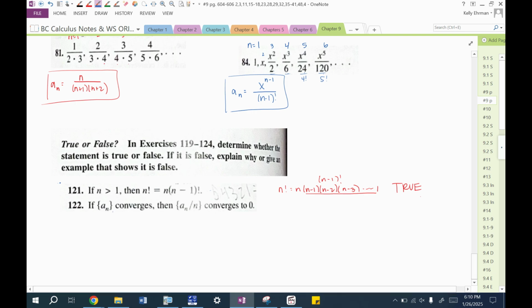And then last one. If a sequence converges, then the same sequence divided by n will converge to 0. So converges just means approaches any number. But then if you take that convergent sequence, which is some constant, and you divide it by n, and n is approaching infinity, yeah, that makes sense to me. The limit as n approaches infinity of a sub n over n will equal some number over infinity, and yeah, you'll get 0. So that's true as well.